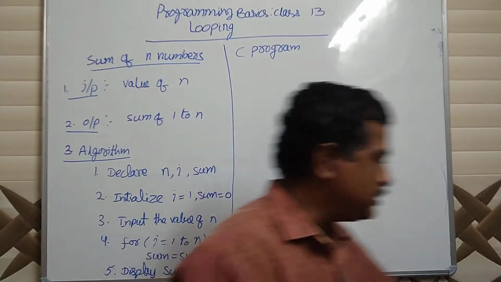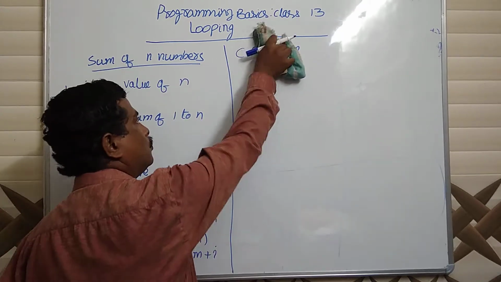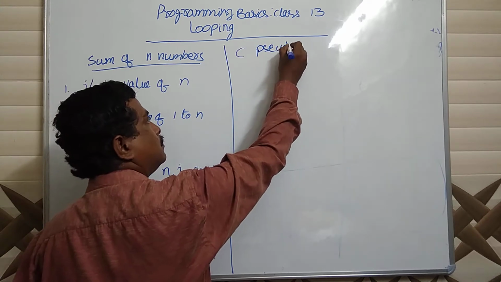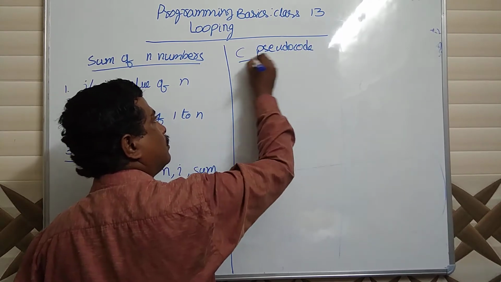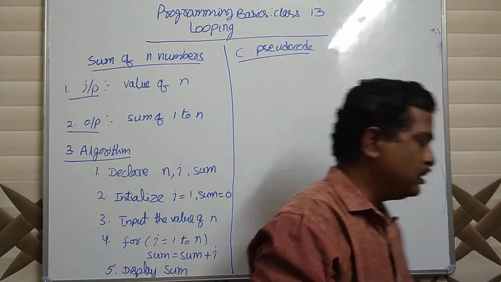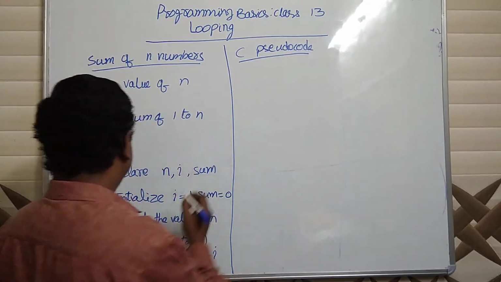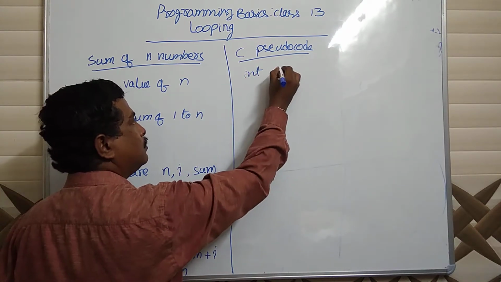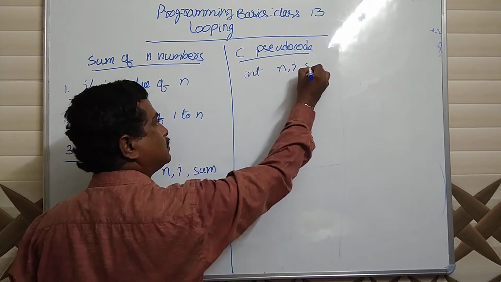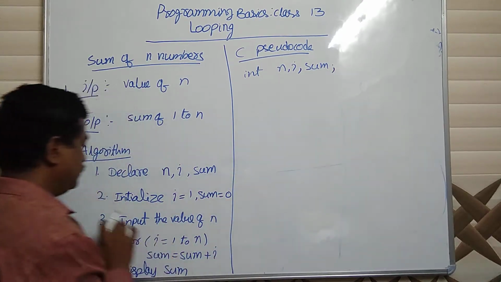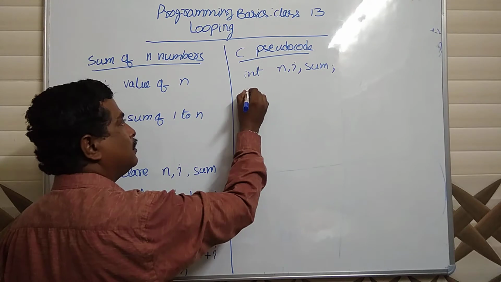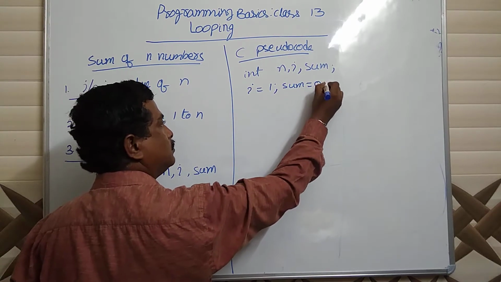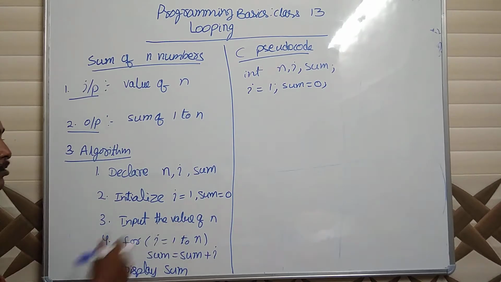I will not say it program, I will say it pseudocode. Why? Because in pseudocode I will not write the format. That's why I am telling pseudocode. So step by step we will go. Declaration int n, I, sum. Initialization I is equal to 1, sum is equal to 0. Input the value of n.